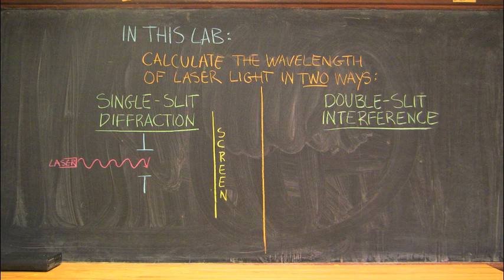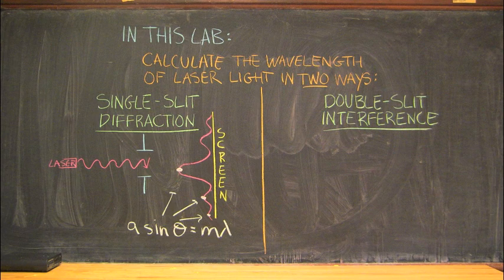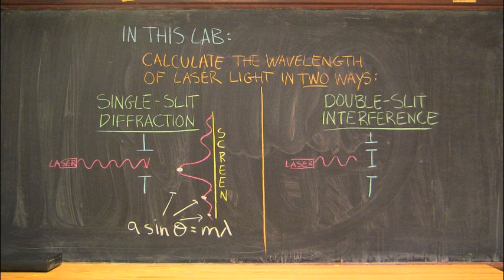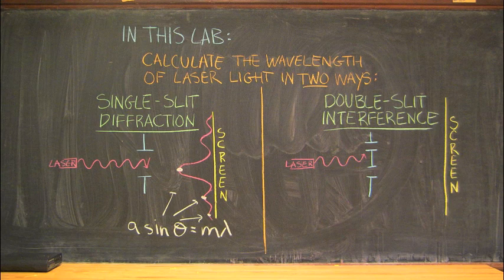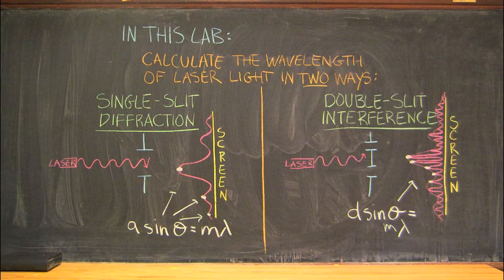pattern on a screen. The locations of the minima in intensity are described by the equation A sine theta equals m lambda. In the double slit case, we will shine a laser on a double slit of known slit separation D and observe the diffraction pattern on a screen. The separation of the peaks of highest intensity are described by the equation D sine theta equals m lambda.